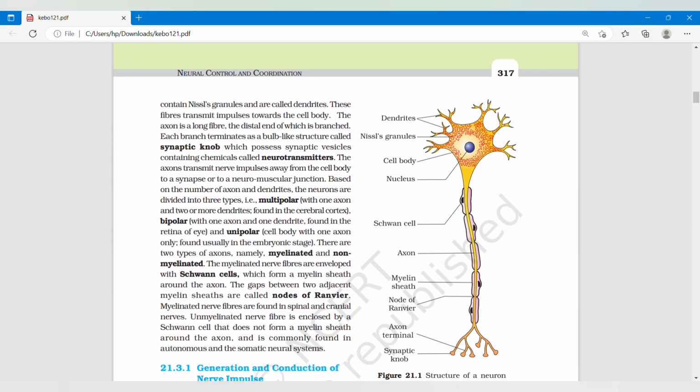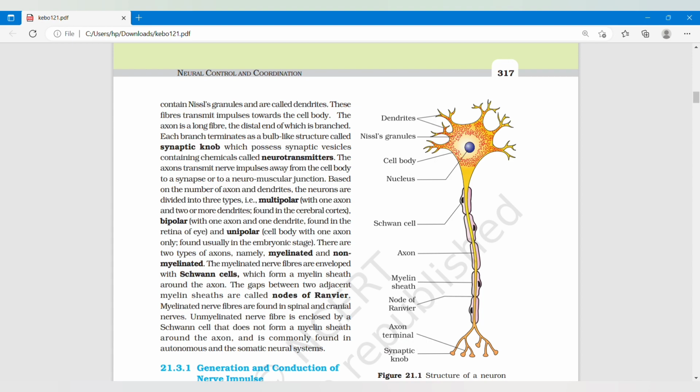These fibers transmit impulses towards the cell body. The axon is a long fiber, the distal end of which is branched. Each branch terminates as a bulb-like structure called synaptic knob, which possesses synaptic vesicles containing chemicals called neurotransmitters. The axon transmits nerve impulses away from the cell body to a synapse or to a neuromuscular junction.